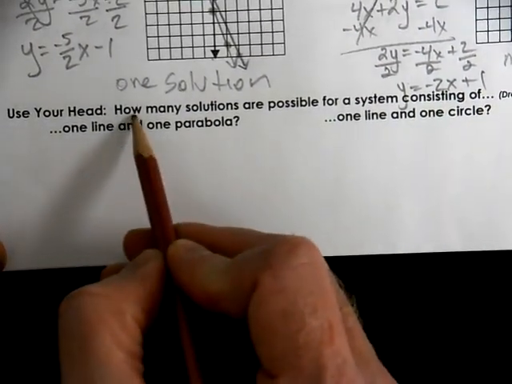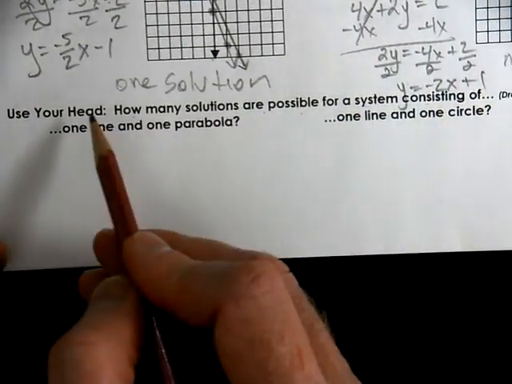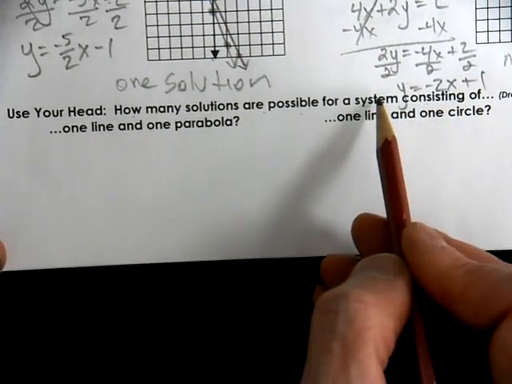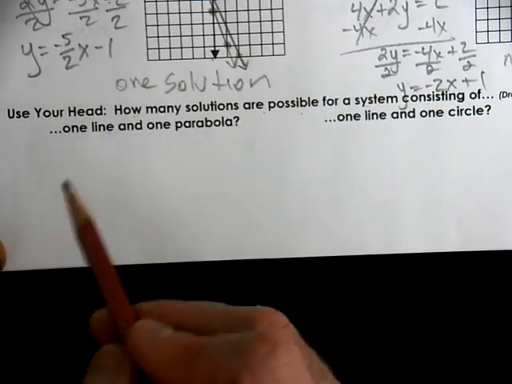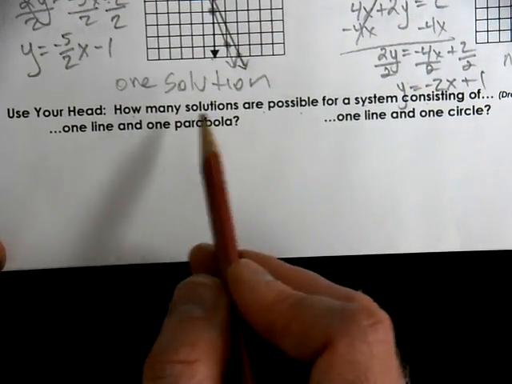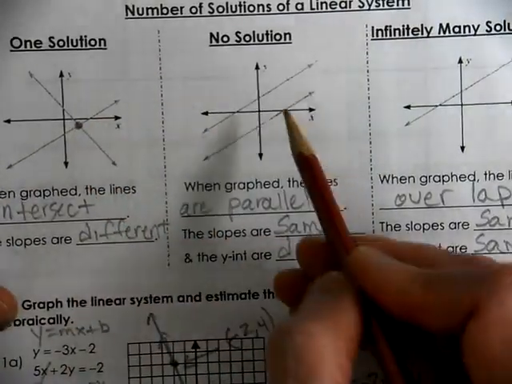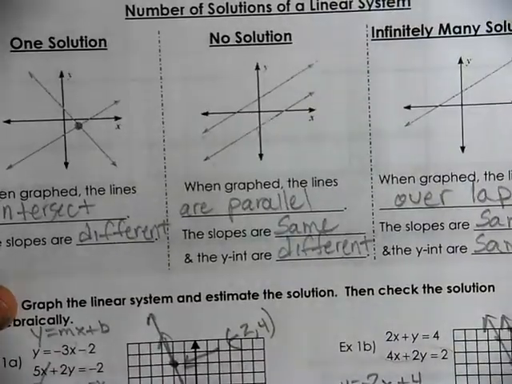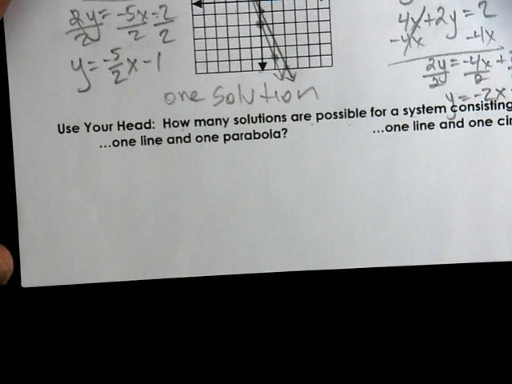Okay, here we have: how many solutions are possible for a system that has one line and one parabola? We call it a system because it's going to have two equations: one equation of a line, one equation of a parabola. How many solutions are possible? With two lines, they might cross once, they may cross never, and they may be the same exact line. What's possible with a line and a parabola?